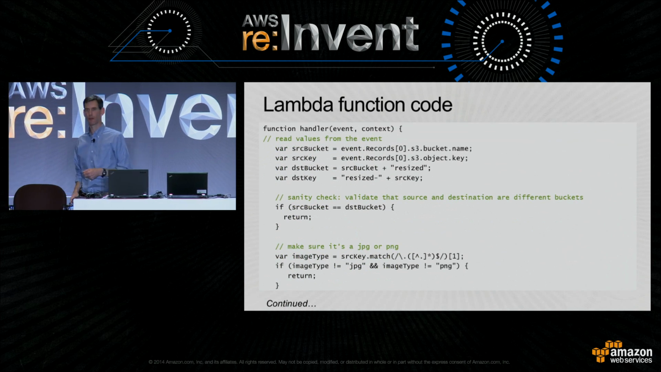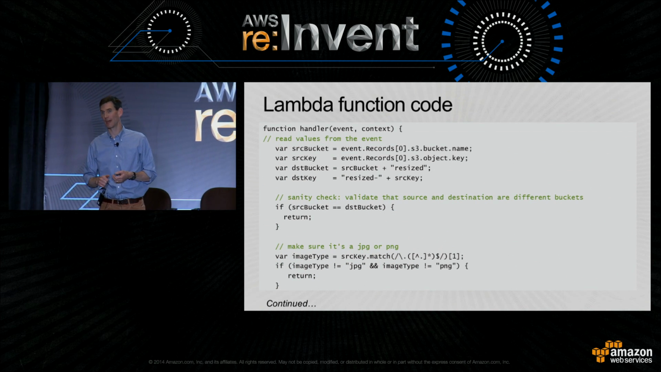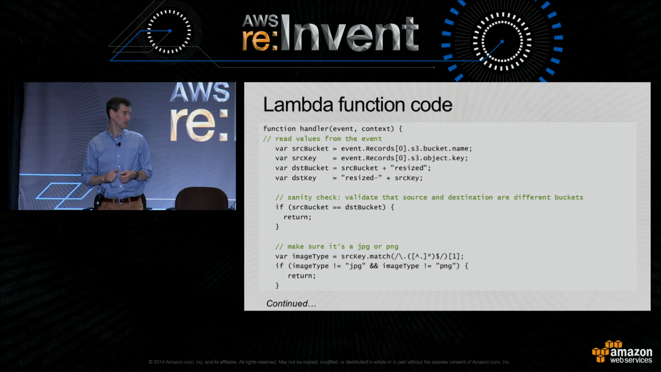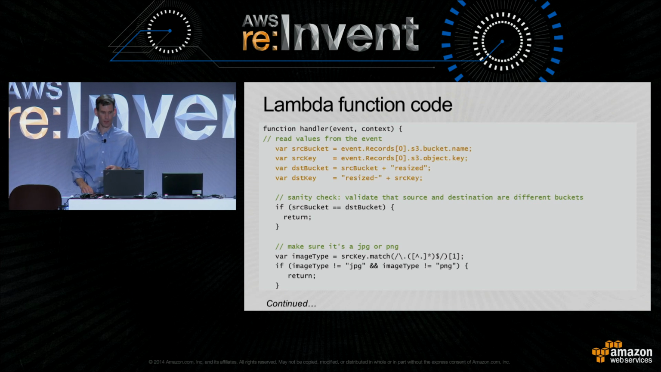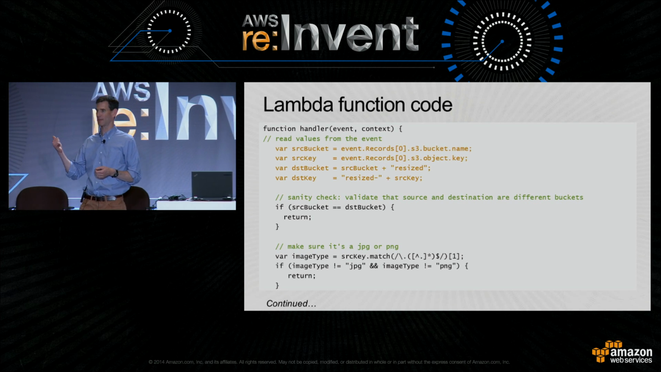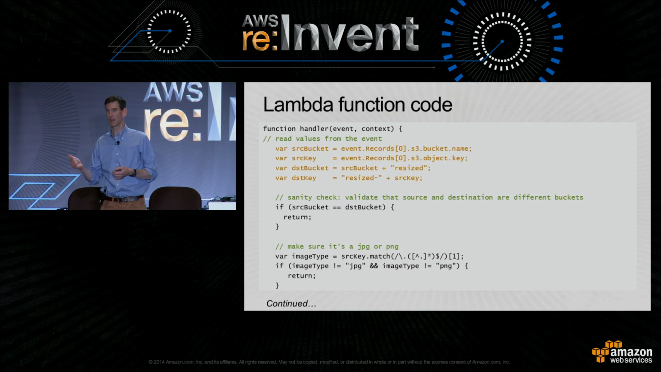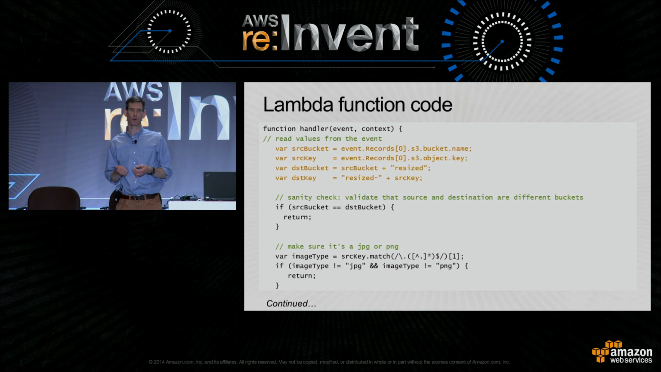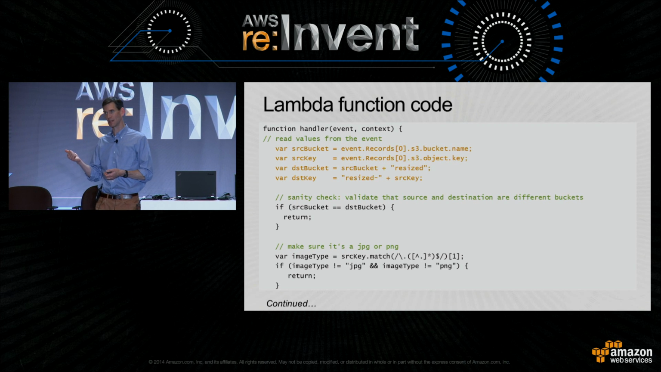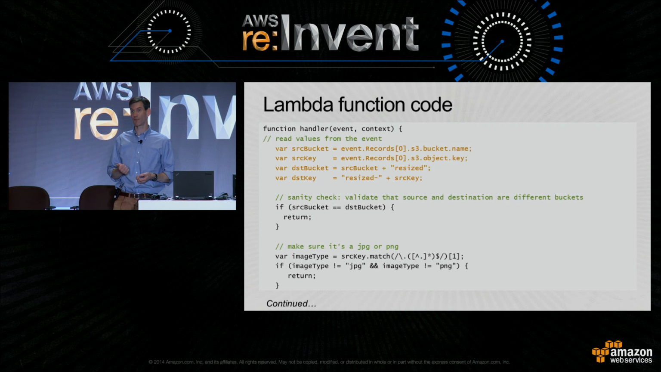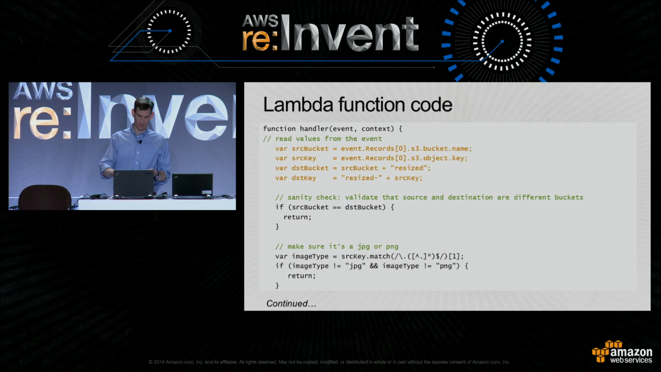Let me walk you through some of the code now for Lambda. Lambda today in preview supports JavaScript and Node.js. So this is some Node.js demo code. It starts with setting up some variables. So we've got the source bucket and the source key and the destination bucket and the destination key. In a few minutes, I'm going to show you an example notification message body, the actual contents of the notification message. You'll see that's in the JSON format. And of course, being in JavaScript, that's very easy to work through.